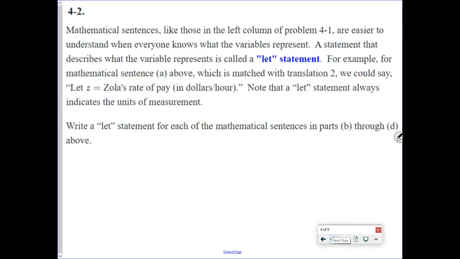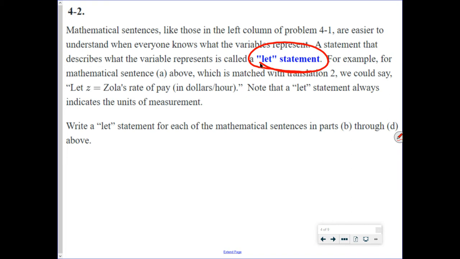Mathematical sentences like those in the left column of problem 4.1 are easier to understand when everyone knows what the variables represent. A statement that describes what a variable represents is called a let statement. This is going to be huge. We're going to be talking about this a lot. For example, for the mathematical sentence above, for A, which is matched with translation 2, we could say let Z equal Zola's rate of pay in dollars per hour. Note that a let statement always indicates the units of measurement.